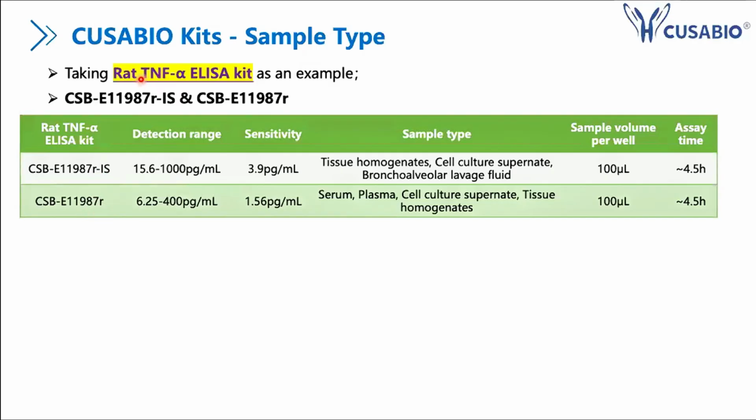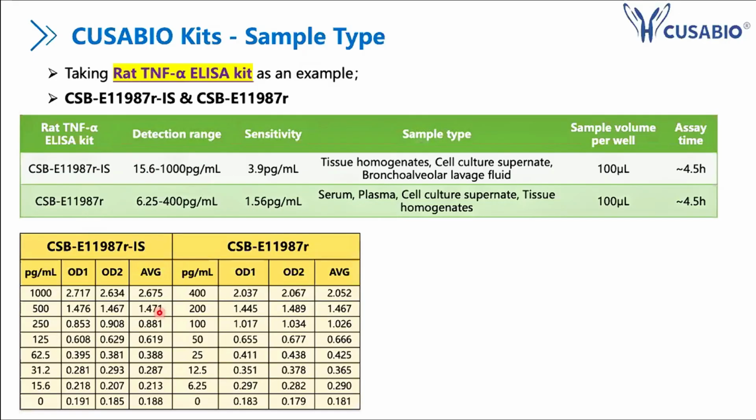I will show you several examples of CUSABIO kits, the IS series compared to some other normal kits. This one targets rat TNF alpha, and we will use this one as an example. As you see, this is a summary table summarizing the detection range, sensitivity, and sample type for these two kits. And we also performed the standard curve assays.